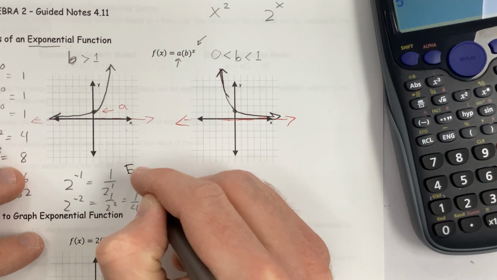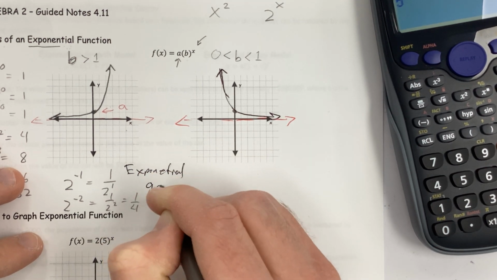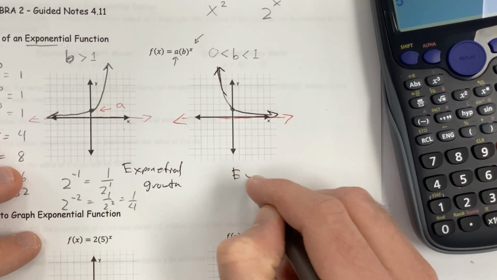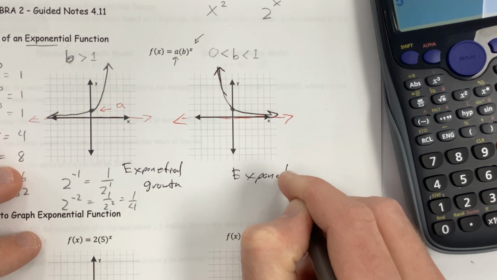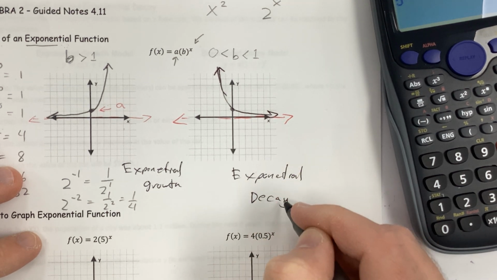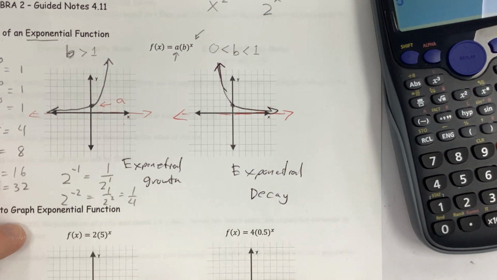is an example of exponential growth. And this is an example of exponential decay. And yeah, that is the basic overall shape.